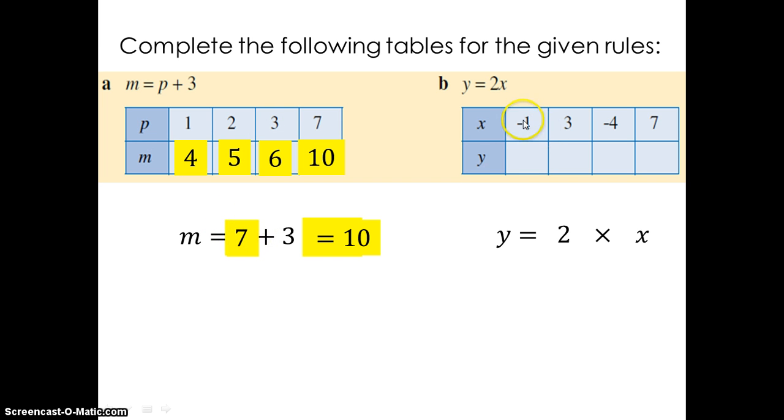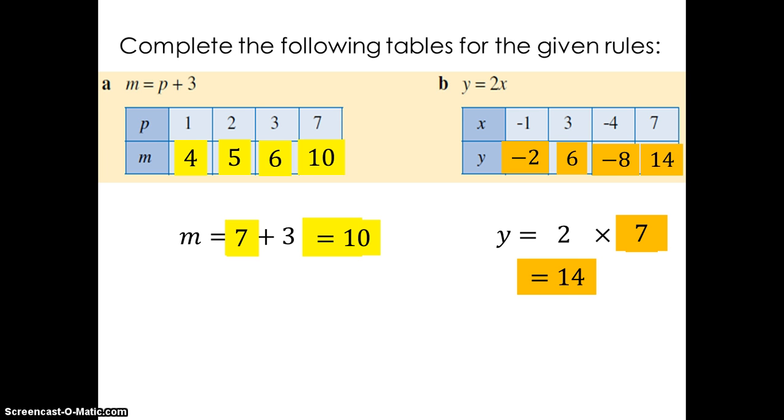told the values of. So here, each of these x values I'm going to be multiplying by 2, because 2x means 2 times x. So we can say when we times it by minus 1, we get a value of minus 2. When we times it by 3, we get a value of 6. When we times it by minus 4, a value of negative 8. Times it by 7, and we get a value of 14.